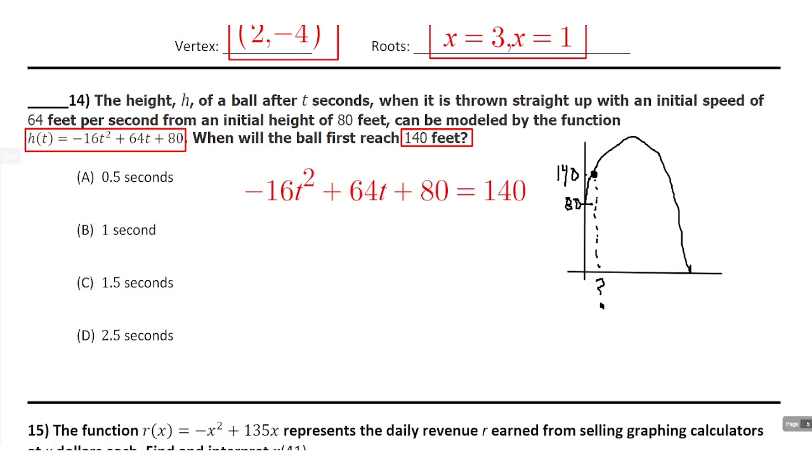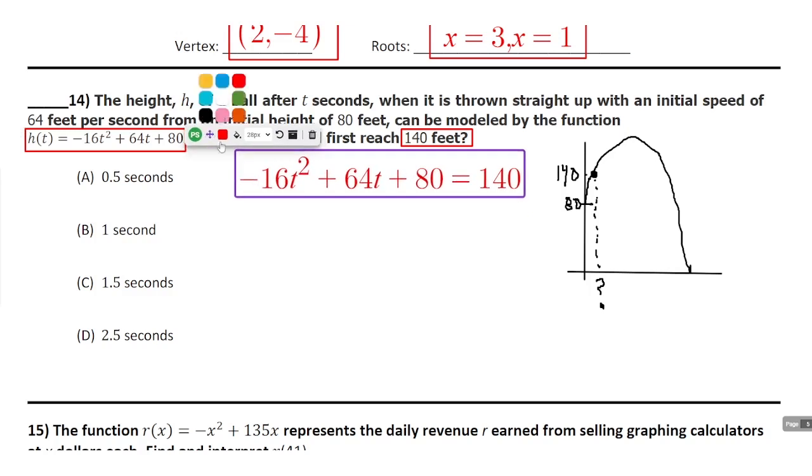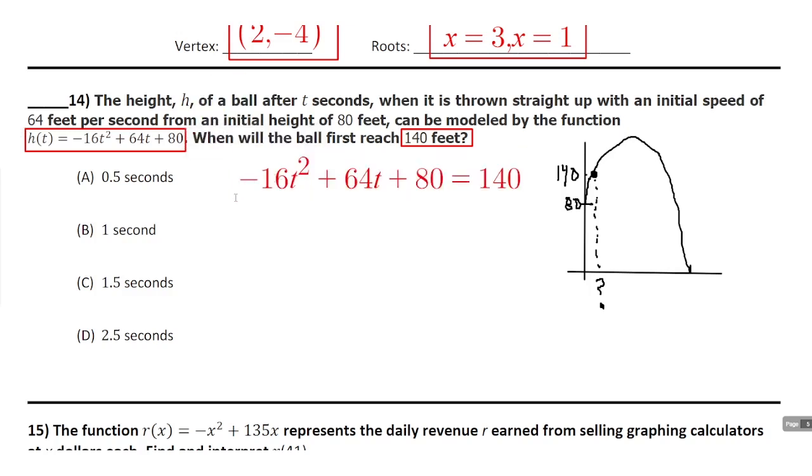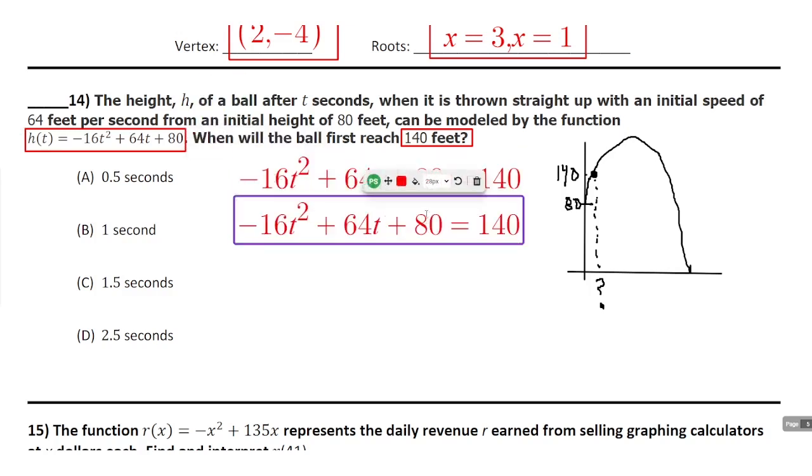And then we need to solve this equation. So we'll start by subtracting the 140 from both sides. So 80 minus 140. I think I will actually break out the calculator on this one. It's going to be -60.